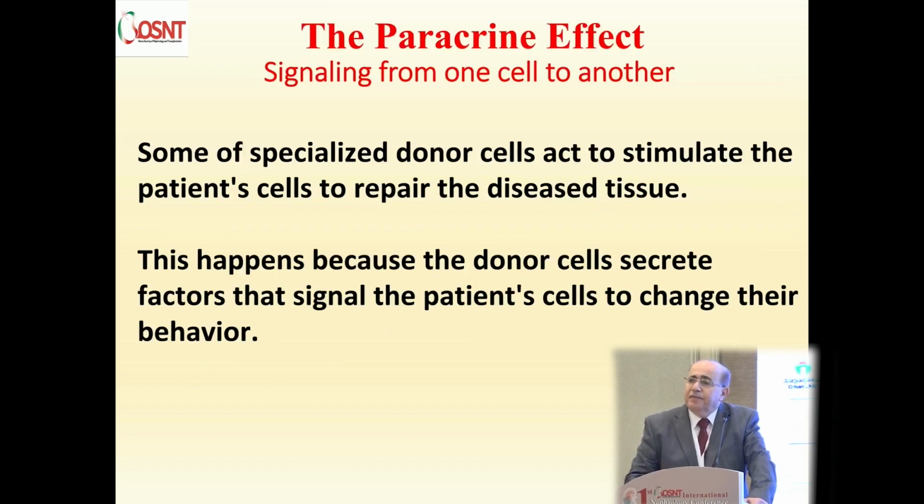What about the paracrine effect? This is one of the strategies for cell therapy. Some specialized donor cells act to stimulate the patient's cells to repair the diseased tissue. So we depend on cell action. How do these cells act? They act because the donor cells secrete factors, and these factors signal the patient's cells to change their behavior.